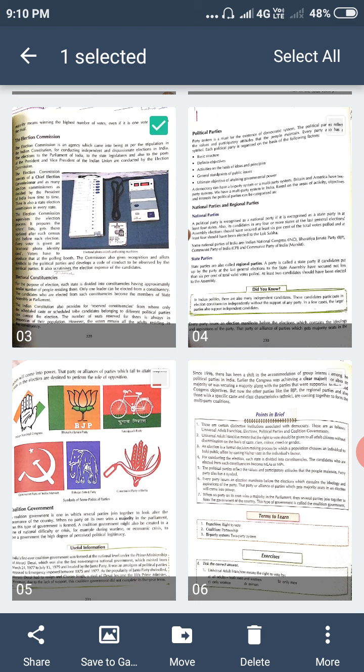Now, a political party can become a national party, or you can say any political party can be called a national party in certain conditions. अगर वो ये conditions fulfill करती है तो वो national party बन सकती है. Which are those conditions? First of all, if it has been a state party in at least 4 states. अगर वो party at least 4 states में state party रह चुकी है तो फर्स्ट कंडीशन ये है.